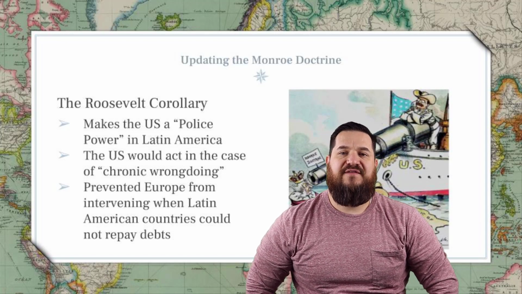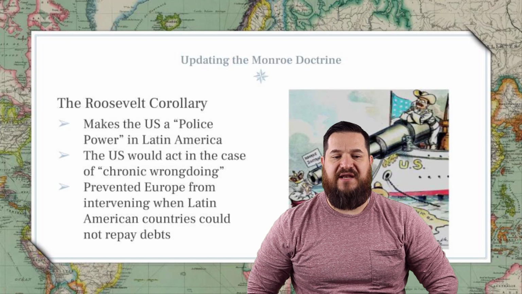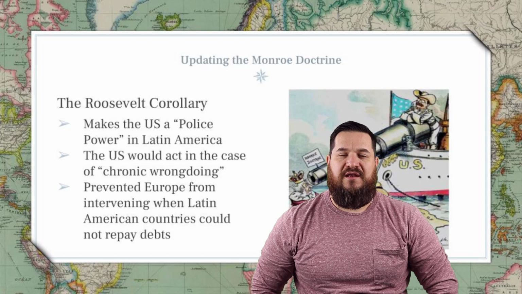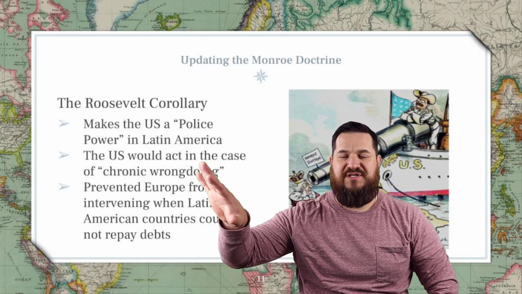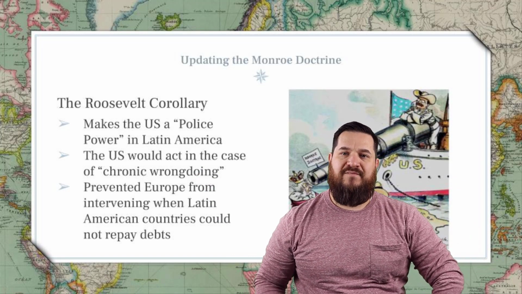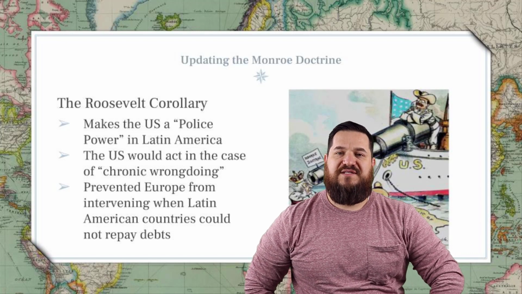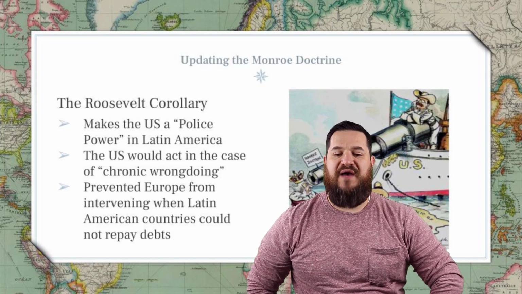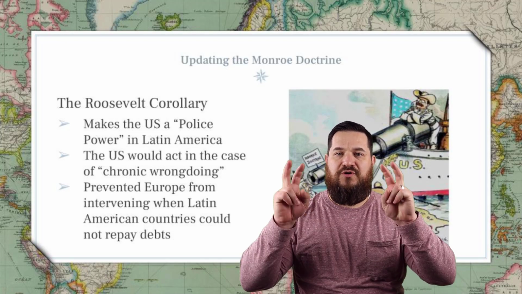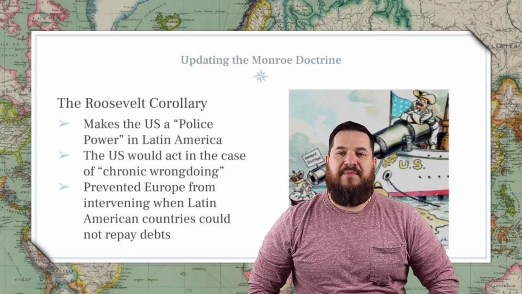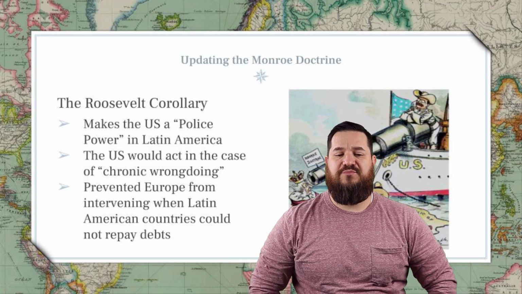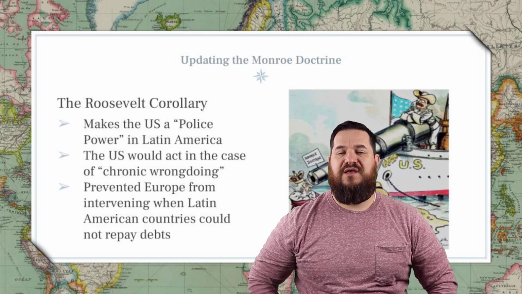President Roosevelt decided that the Monroe Doctrine needed to be updated. If you remember, the Monroe Doctrine was the thing that guided America, basically saying that European powers were going to stay over on their side of the Atlantic and the United States was going to stay on its side of the Atlantic. Roosevelt took it a little bit further and said that the United States would also act as a police power in Latin America. The United States would act in the case of what he called chronic wrongdoing. If these new Latin American countries started to cause some problems, or if other powers were coming in causing problems, then the United States would step in.